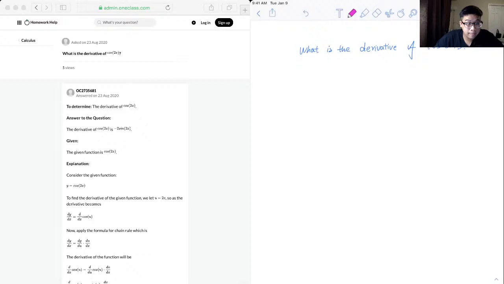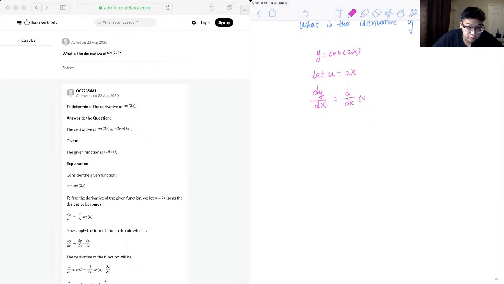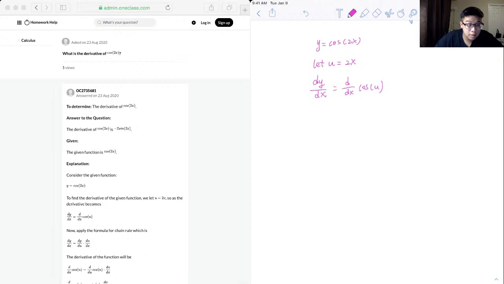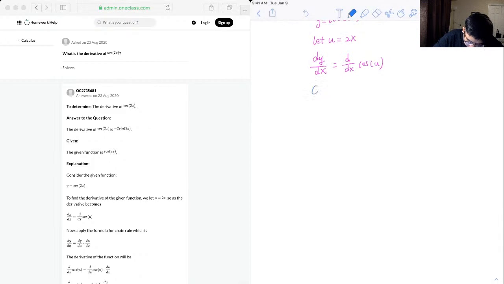Okay. So now, just for ease of showing the steps, we'll let y equal cosine 2x. And in order to find the derivative of the given function, we'll let u equal 2x. So our derivative becomes dy/dx equal to the derivative of cosine u, and we apply the chain rule.